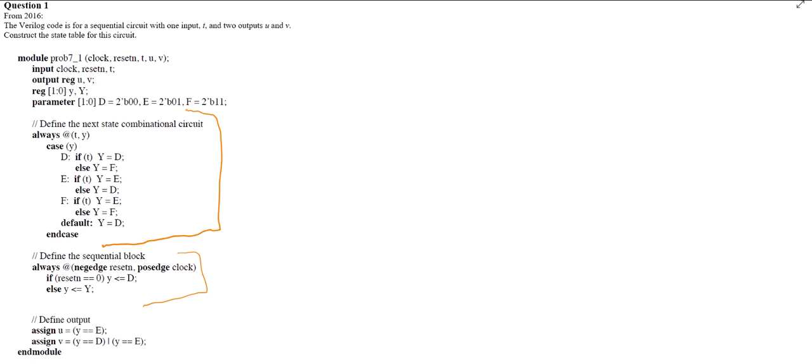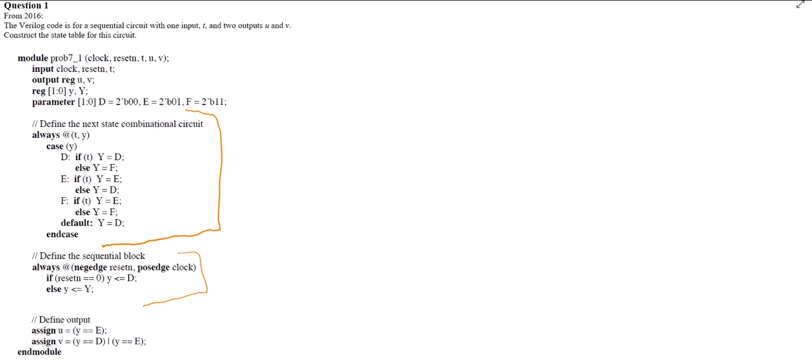Okay, and then as we get down a little further, we see that clock is always an input. Reset in is always an input. So when you're doing your Verilog, those are going to be inputs. And T is our input for this particular machine, and our outputs are U and V.